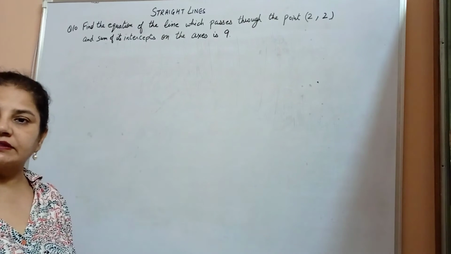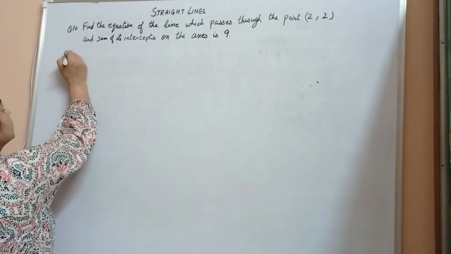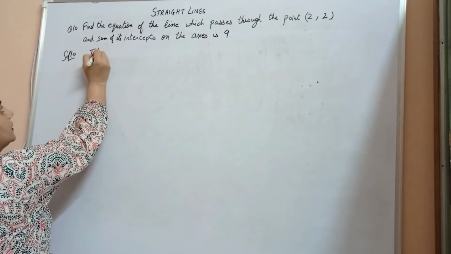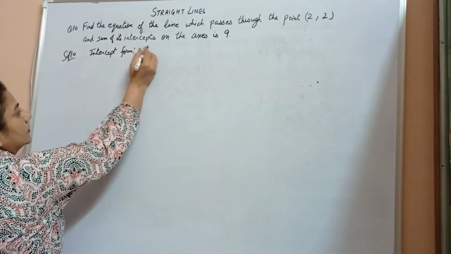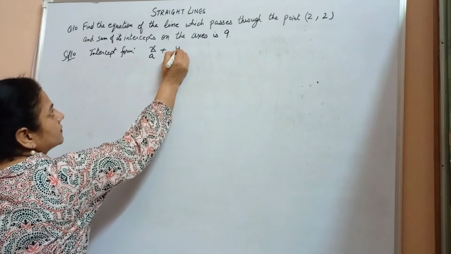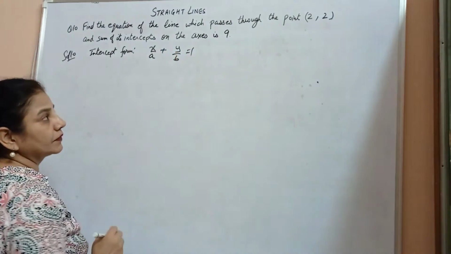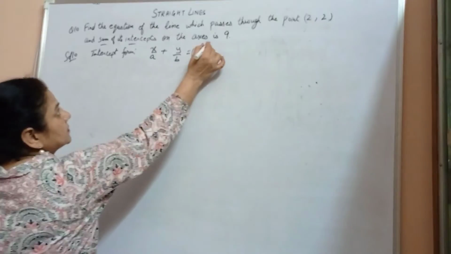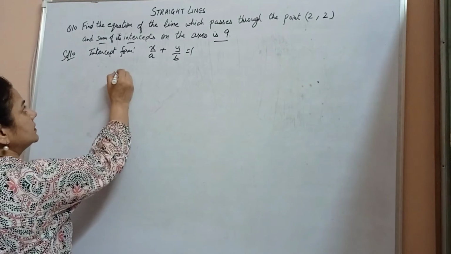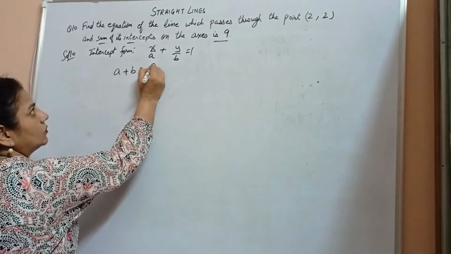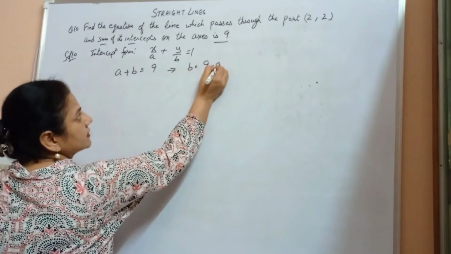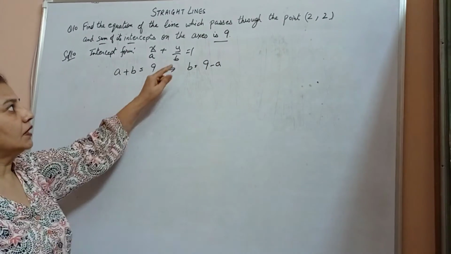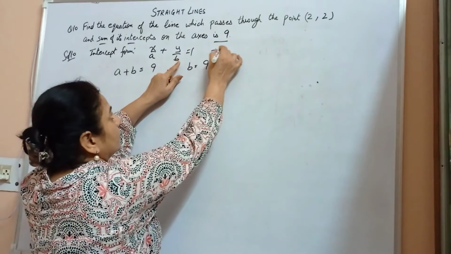The equation of a line in intercept form is given as x upon a plus y upon b is equal to 1. Sum of its intercepts is equal to 9 is given to us. That means a plus b is equal to 9. So this implies b is equal to 9 minus a. Substitute the value of b in first equation.